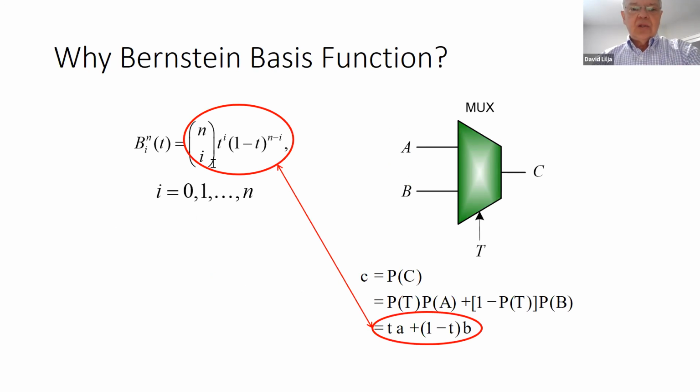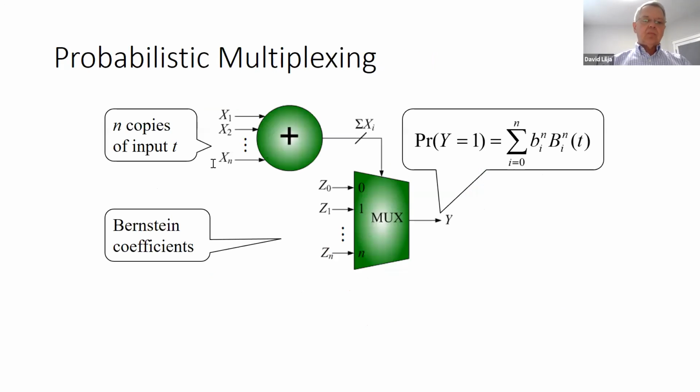So by choosing these coefficients carefully for this Bernstein polynomial, I come up with a structure that we call probabilistic multiplexing. So I have a big multiplexer here that's essentially implementing the Bernstein polynomial. And then when I operate this, I have these Bernstein coefficients coming into the left-hand side of the multiplexer. I have copies of the input coming into the upper left corner. I add those inputs together, and I produce this selector input for the multiplexer that I randomly cycle through these different coefficients.